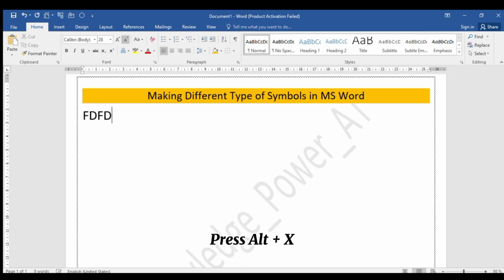FDFD, press Alt plus X. FDF2, press Alt plus X. FDF4, press Alt plus X. FDFA, press Alt plus X.